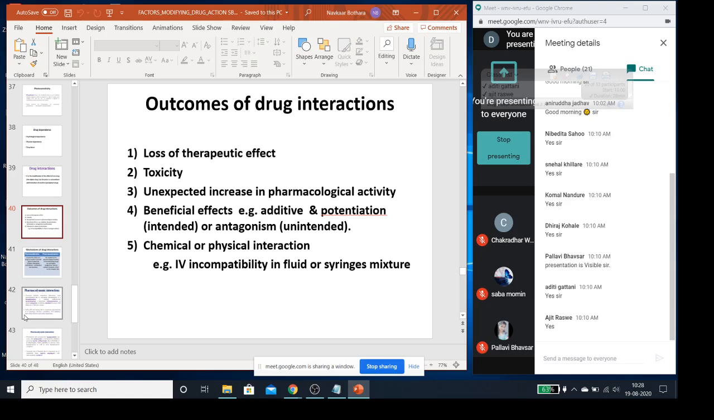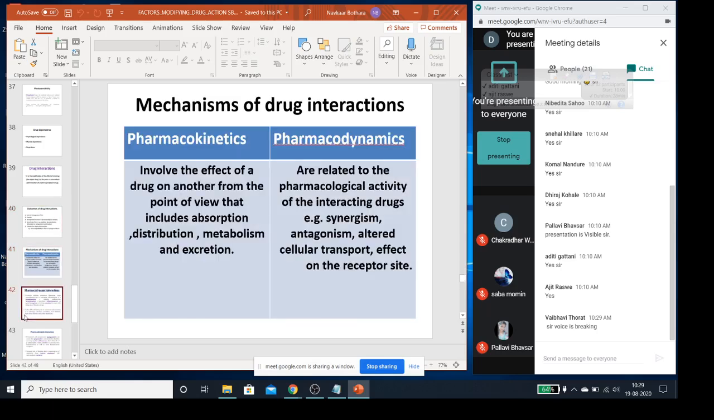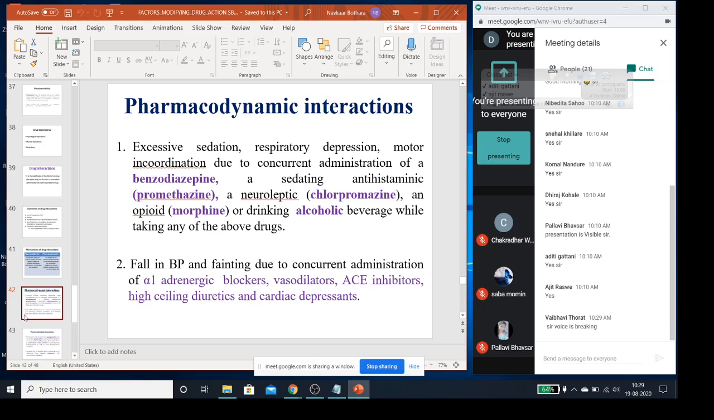Chemical or physical interactions can also be there. Normally we do not call it an interaction. Anything which occurs outside the body, we do not call a drug interaction, because we call it an incompatibility. If you have studied it in dispensing pharmacy, we call it an incompatibility. So intravenous incompatibility in fluid or syringe mixtures, these are types of interactions. But incompatibility that way is not actually a drug interaction, because it is outside the body. So these are various pharmacodynamic interactions.